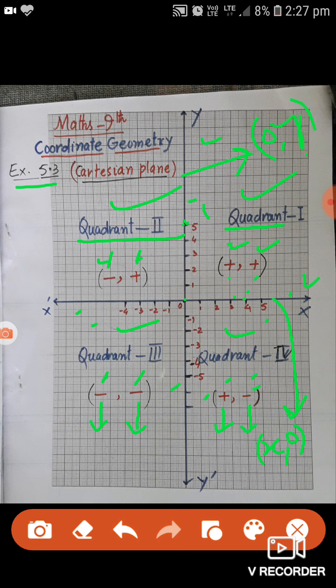So this is the whole story about points lying in the quadrants and on the axes. The abscissa and the ordinate of the point at the origin are 0, 0. So the origin will have coordinates 0, 0.